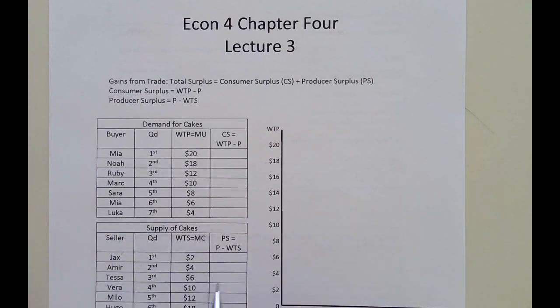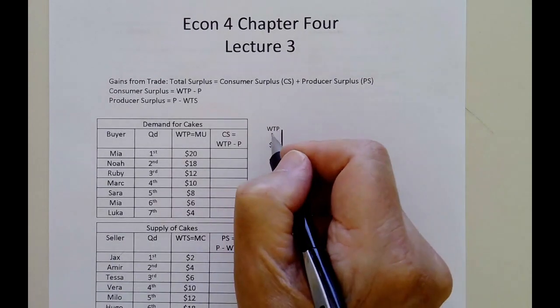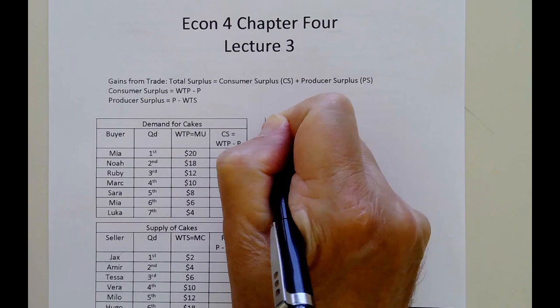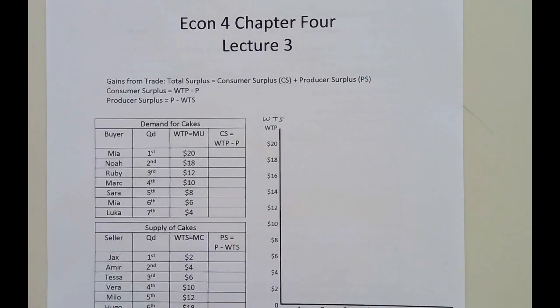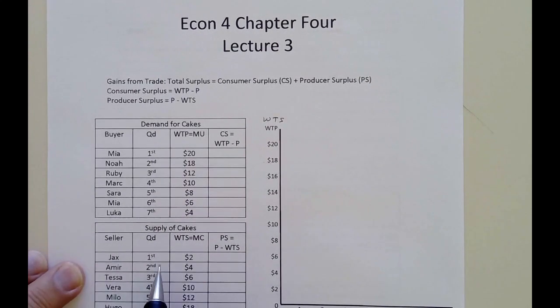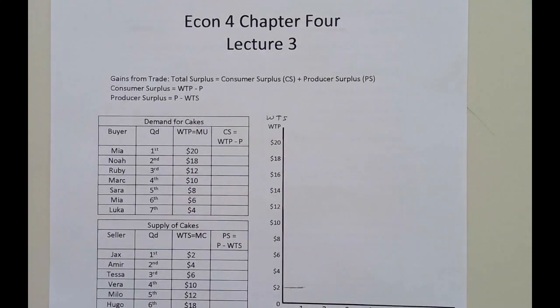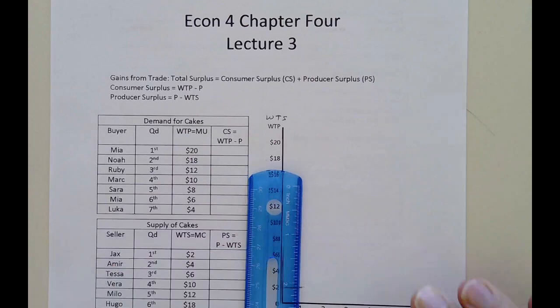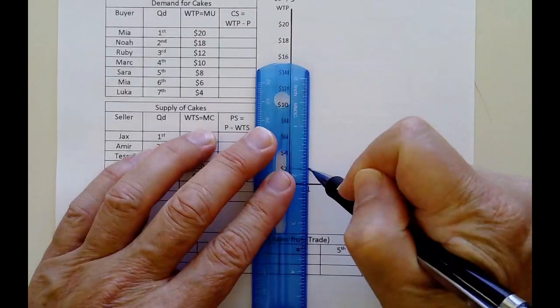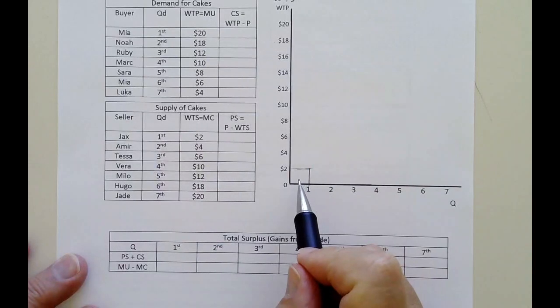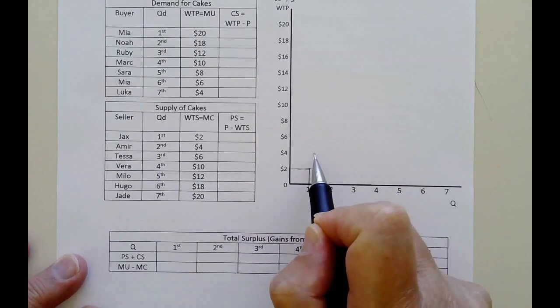So here, let's again recreate our tables over here, and this is now WTP. I just realized I should add WTS as well. Both are going to be measured there. And we can start with the cost over here because they're lower down here. And so again, we have Jax, who's willing to sell the first cake at $2. And so that's $2 there. And so we're going to measure these again by bars. Let's move this up. And so is Jack's marginal cost, and then Amir is going to be up here.